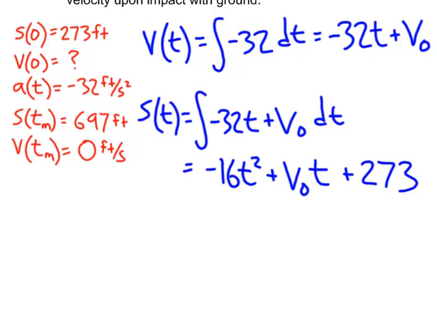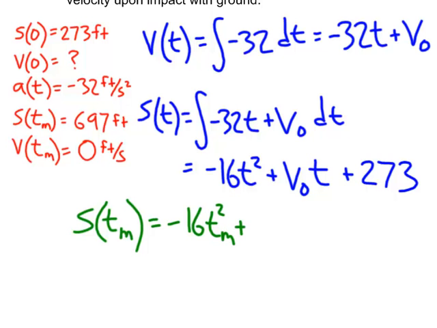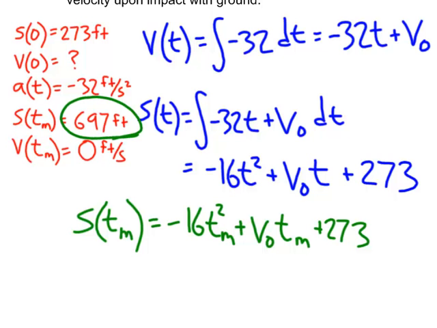Let's go ahead and plug in t sub m. Let's say that this is the position at maximum time. So s of t sub m equals negative 16 t sub m squared, plus v sub 0 times t sub m. We'll also, when we solve for v sub 0, be solving for t sub m, as you'll see, plus 273. And we know that when I plug in that t sub m, I better get 697 feet. So let's set that equal to 697.